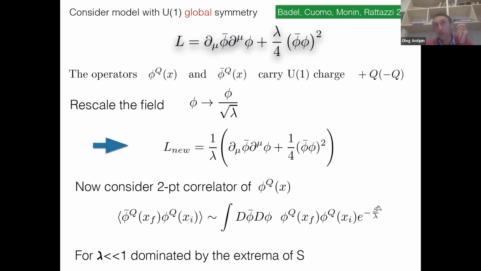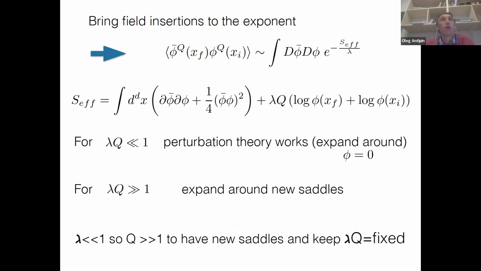I rescale the field, so I have 1 over lambda overall in the action, as I showed, and we are now considering the extremum of this action. You see, there is 1 over lambda. If lambda is very, very small, like we usually do for the Feynman diagrams, the path integral will be dominated by the extremum of the action.